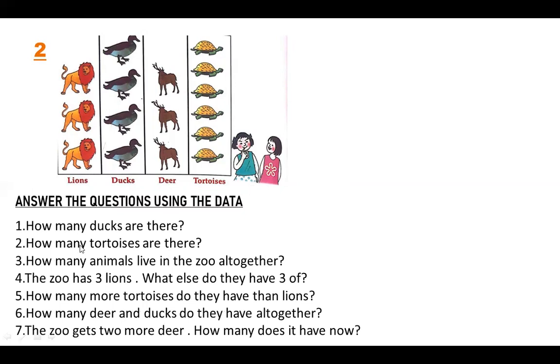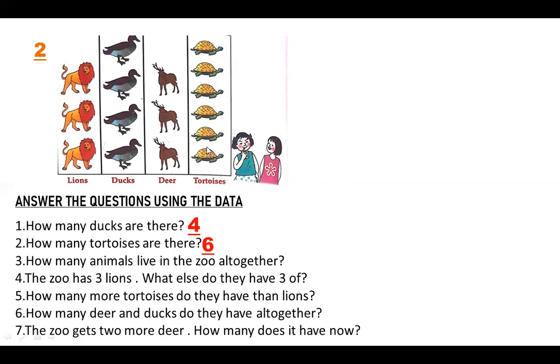Okay, first, how many ducks are there? One, two, three, four. Four ducks. How many tortoises are there? Count it. One, two, three, four, five, six. Six tortoises.